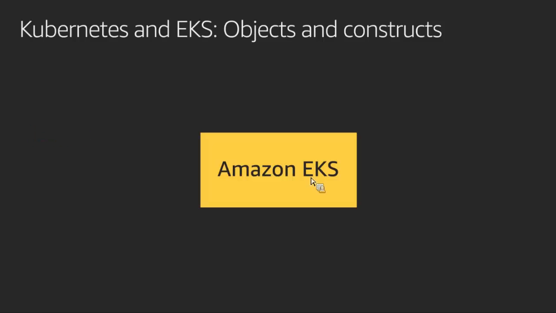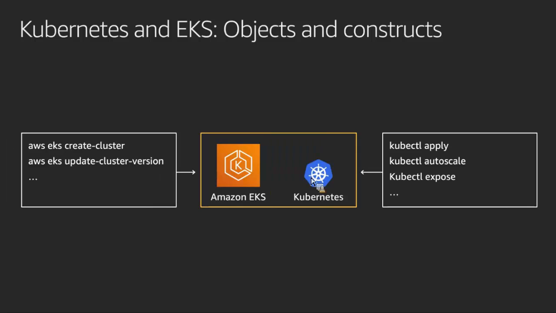And now let's go back to the slide to get into some more details about how this works. If you think about Amazon EKS, there are two things about it. Obviously, there are the Amazon EKS native AWS APIs. Those are the APIs or CLI commands that you will use to create the cluster, update the cluster, and do all things related to the lifecycle of the cluster itself. And then you have the Kubernetes APIs, those that will allow you to do apply, autoscale, expose, exec, and everything that you would normally do with a Kubernetes cluster.